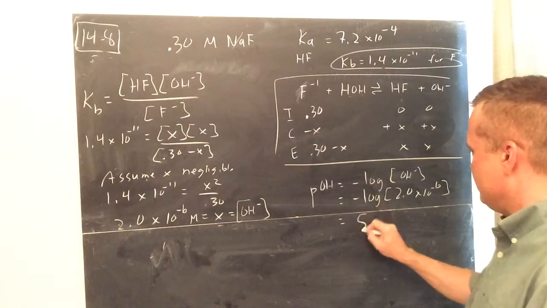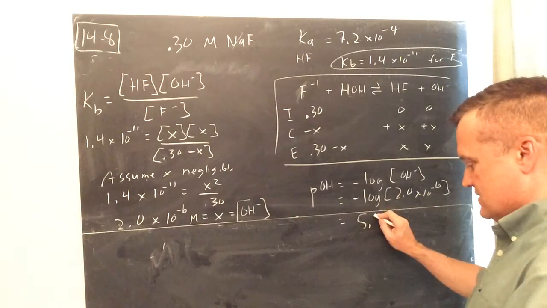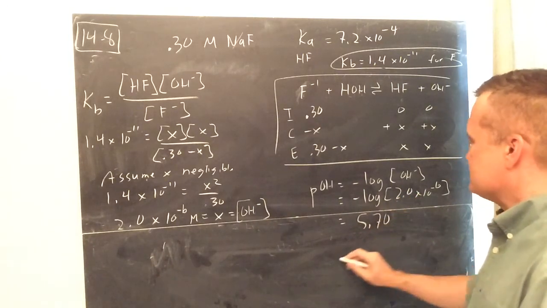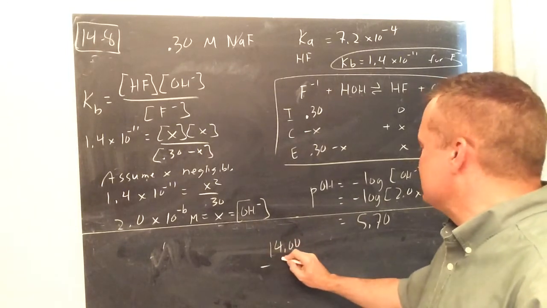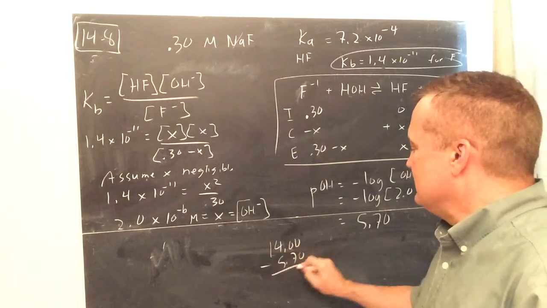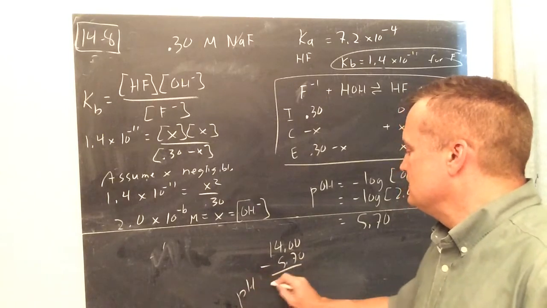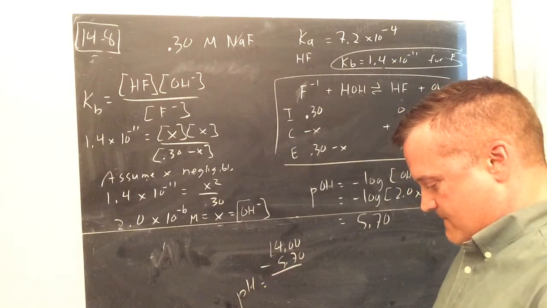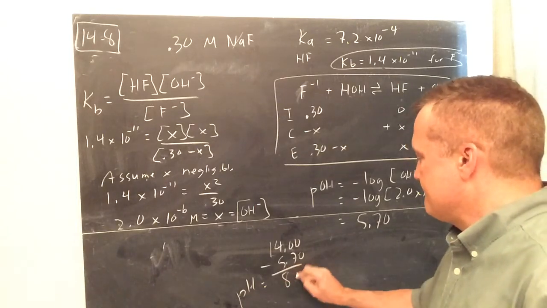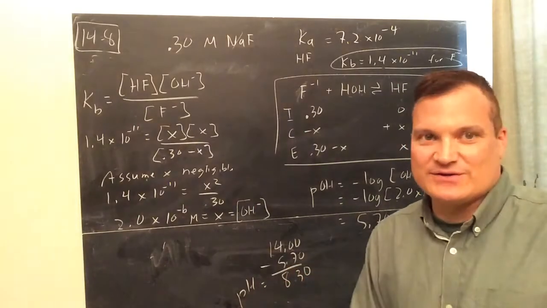So 5.2 sig figs, 5.70. So the pH will be 14 minus 5.70 equals pH 8.30. And of course, that certainly is basic.